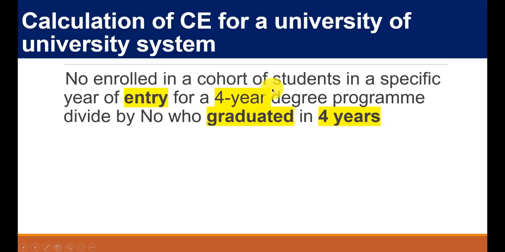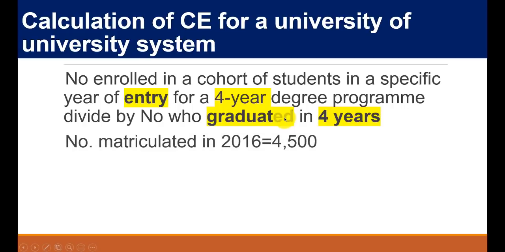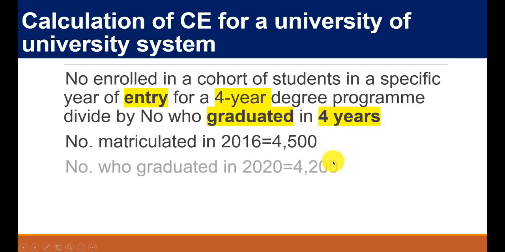Now, there's some error there. Number enrolled in a cohort of students in a specific year of entry for a 4-year degree program. That's the example I was given. Divide by the number who graduated in 4 years. So let's take an example. Number that matriculated in 2016 in your university, 4,500. Number who graduated in 2020, 4 years. Now you are excluding all those transfer people and all that.